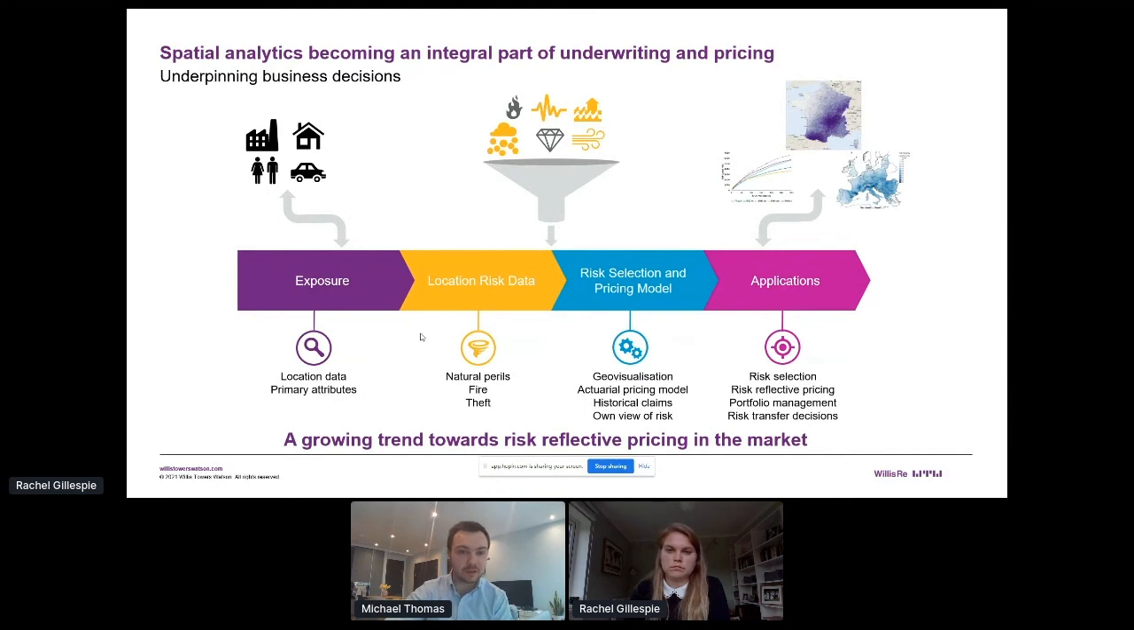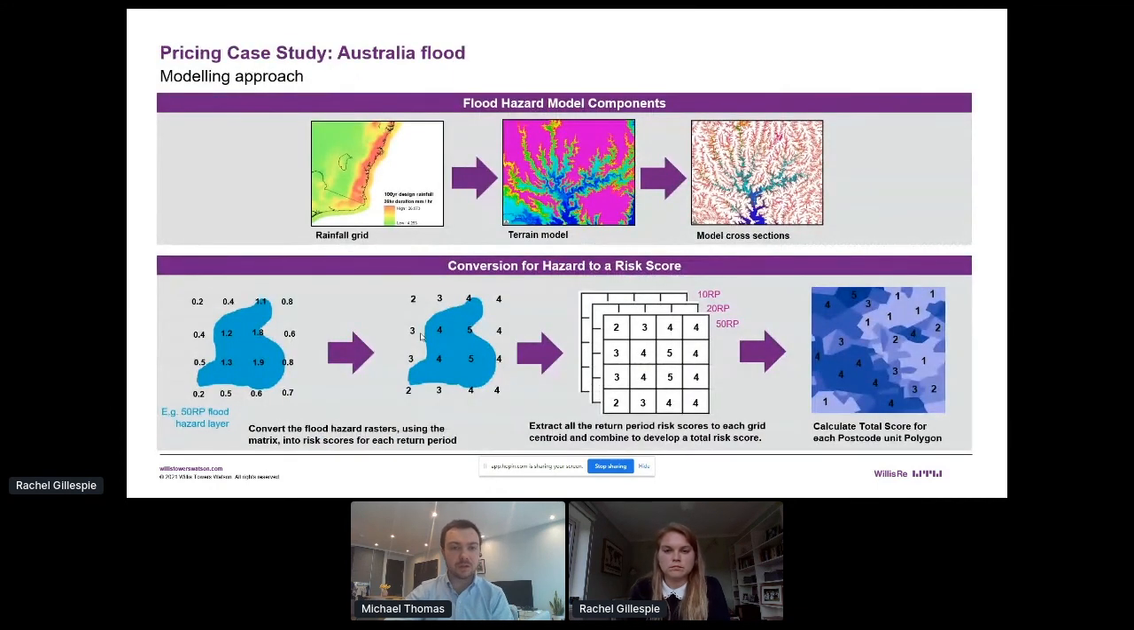Next slide, please, Rachel. So we're going to go on to a case study now. We're going to move from the UK, we're going to go to Australia, and we're going to look at Australia flood. And just wanted to start on the model approach. So how do we quantify flood risk in some way?